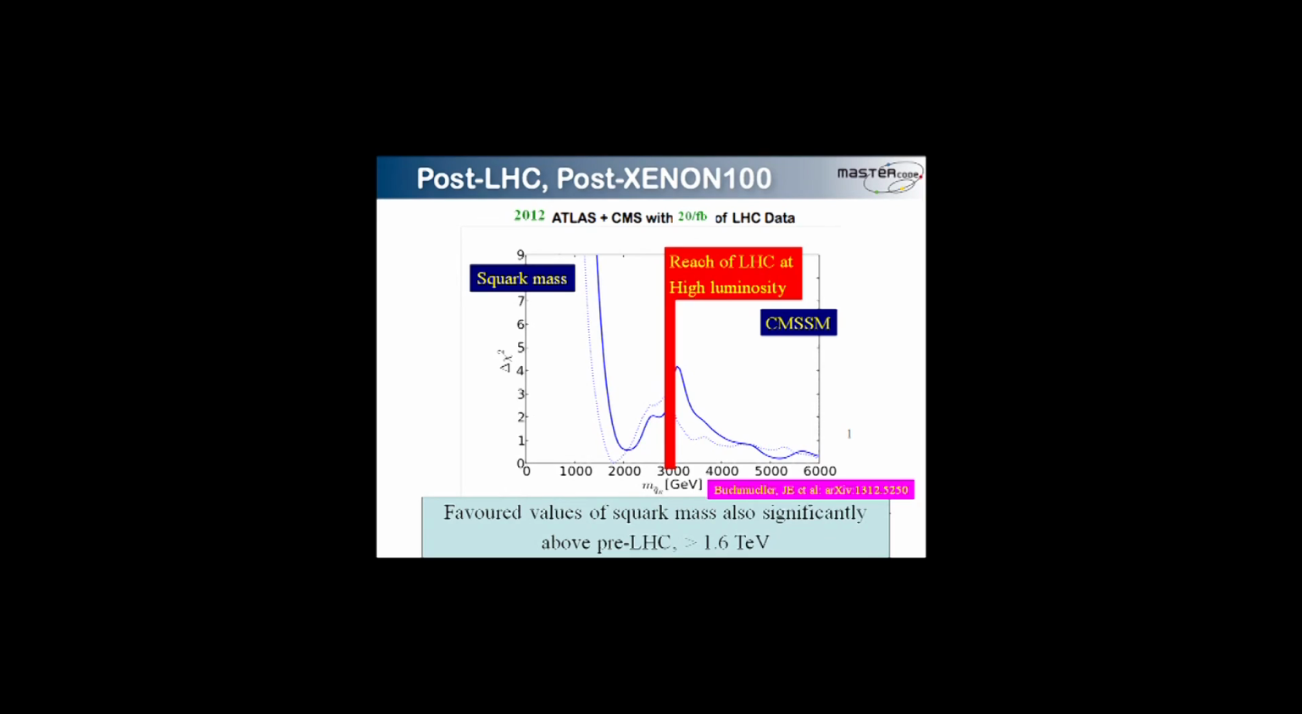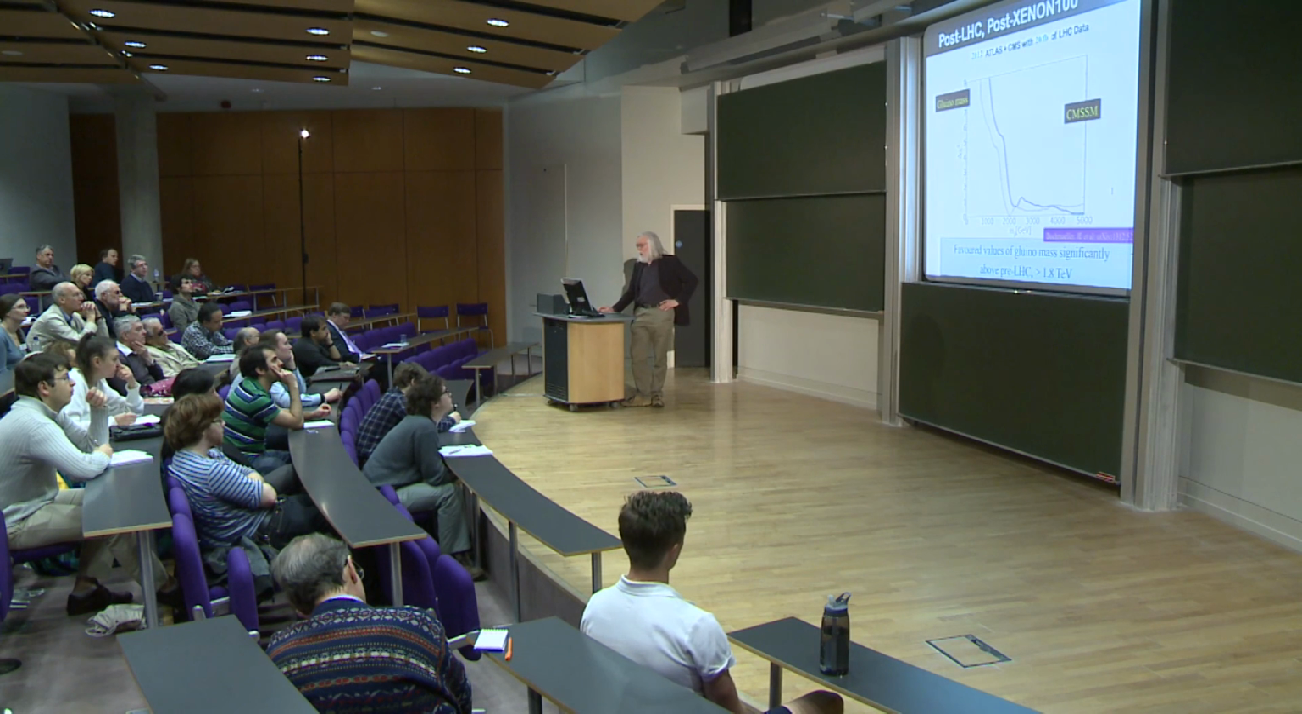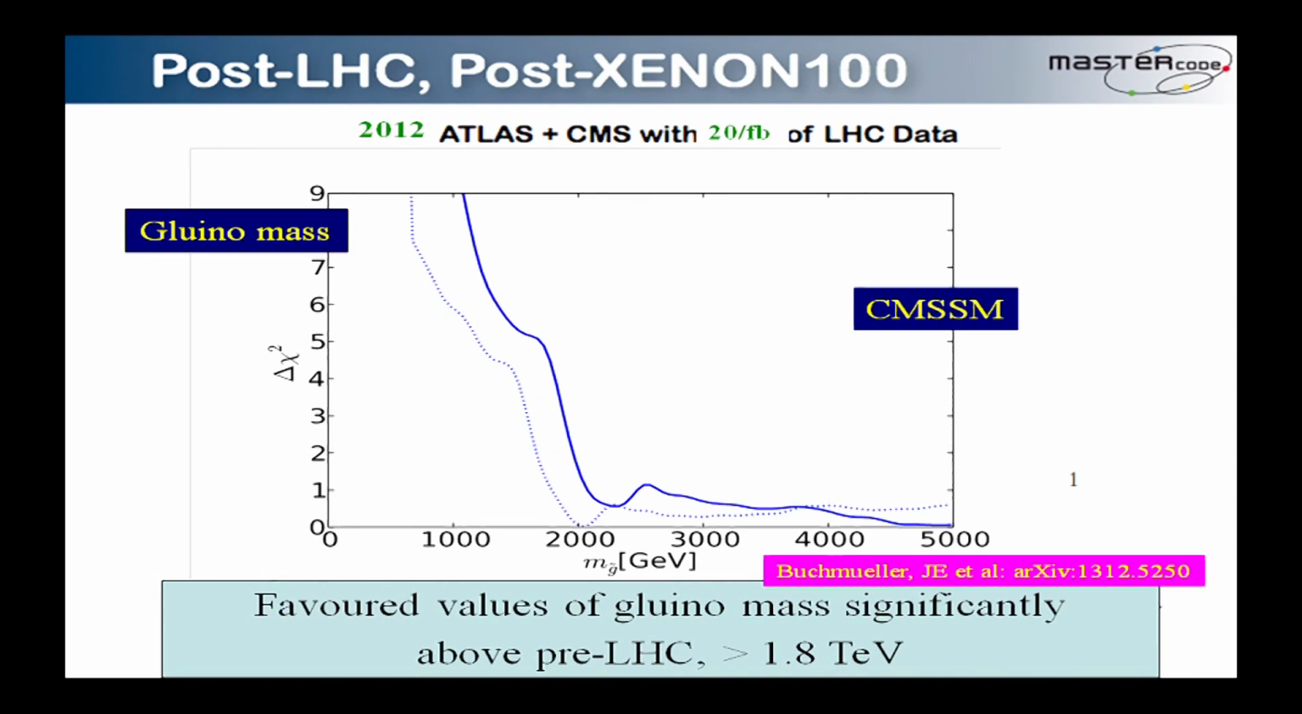If it's in that low mass region, then we're in luck because the LHC will be able to find it. But if it's not in that low mass region, then we're going to have to come back to our future circular collider. And this is a similar picture for the mass of the gluino. That's the supersymmetric partner of the gluon. And again, there's a low mass region which will be accessible with the LHC, and then there's a high mass region where we have to go back to our funding agencies cap in hand.